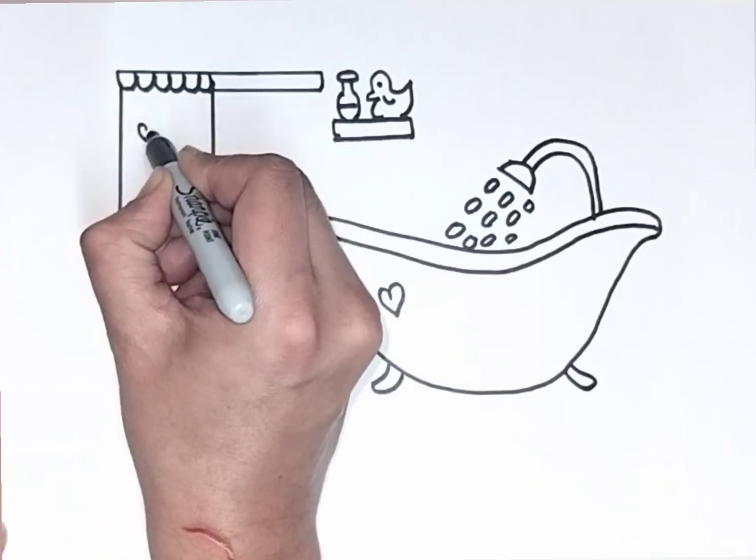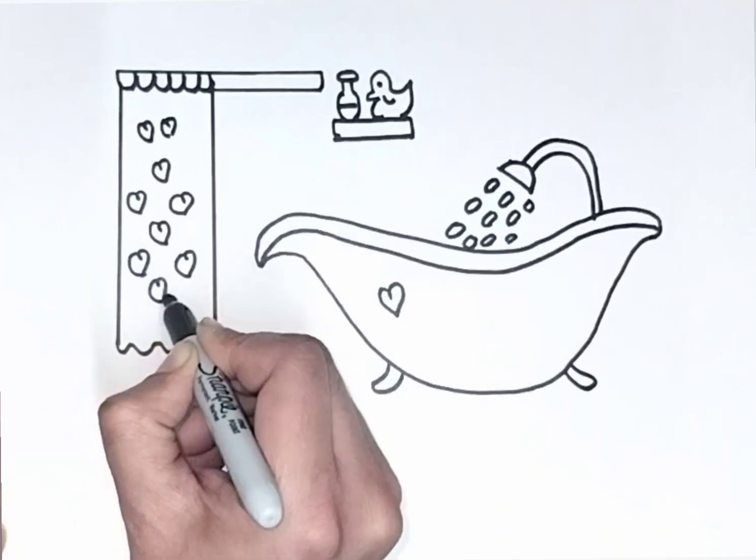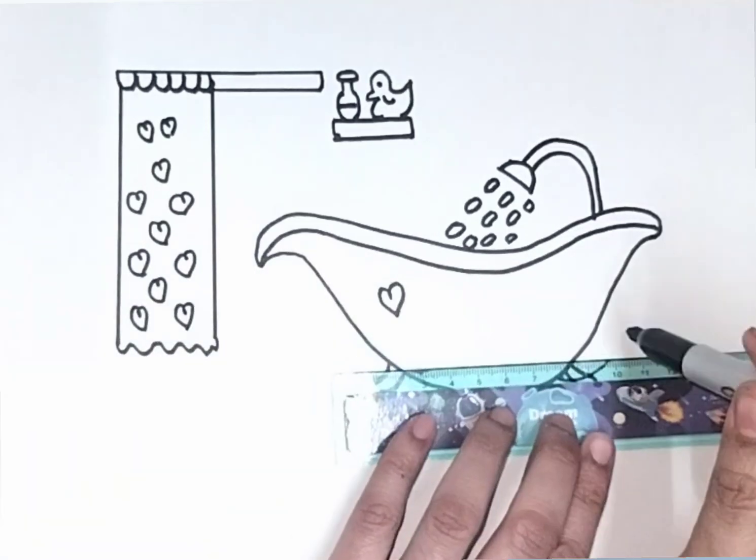let's draw a window for ventilation. We will cover that window with curtains hanging on iron rod like this. It looks nice, no?